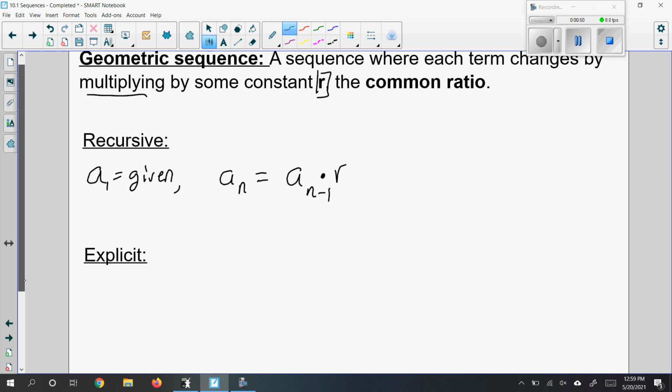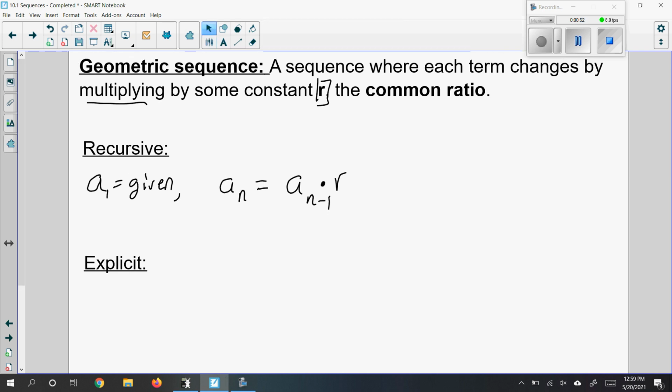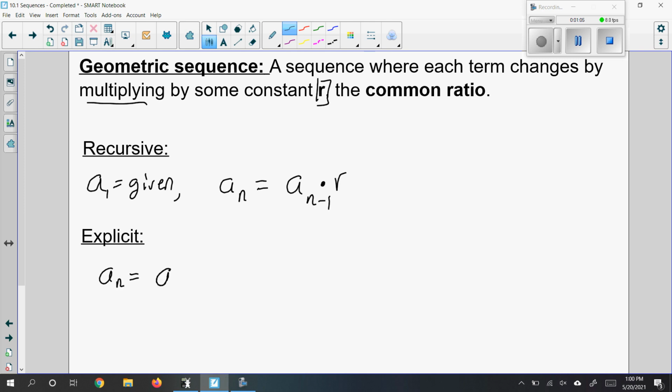The explicit formula for a geometric sequence, in other words, each term as a function of n, a sub n is equal to a sub 1 times r to the power n minus 1.